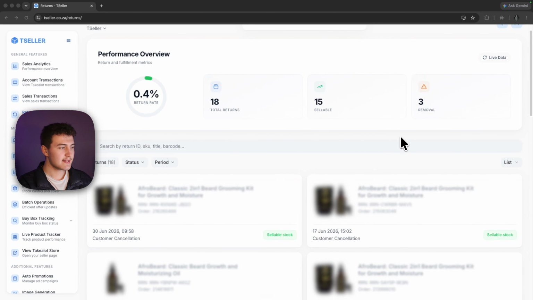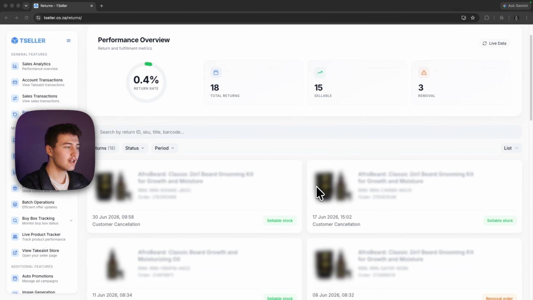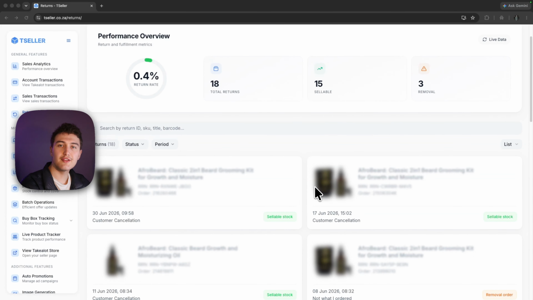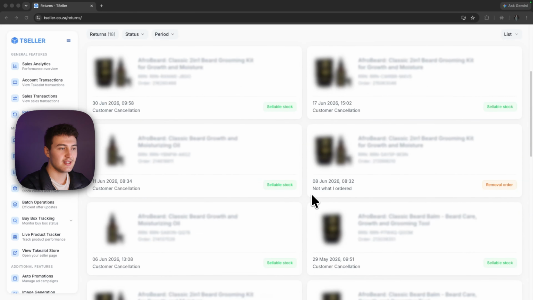So what actually counts towards your return rate? It is damaged goods, wrong item, and not what I ordered. When you have an outcome which is any of those three, those are the orders that will be counted towards your return rate. So if it is a sellable stock, it does not count. So only those three outcomes is what actually contributes to your return rate.